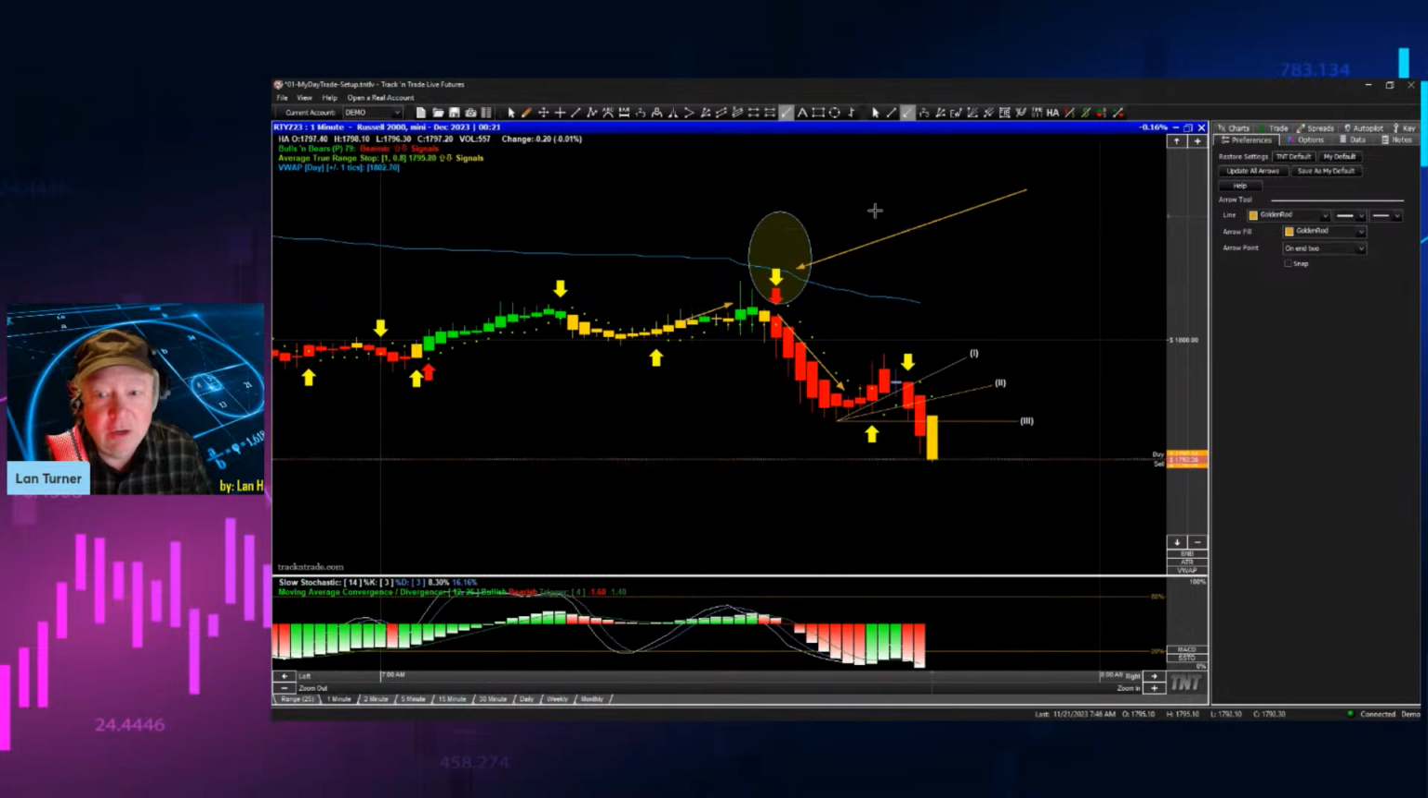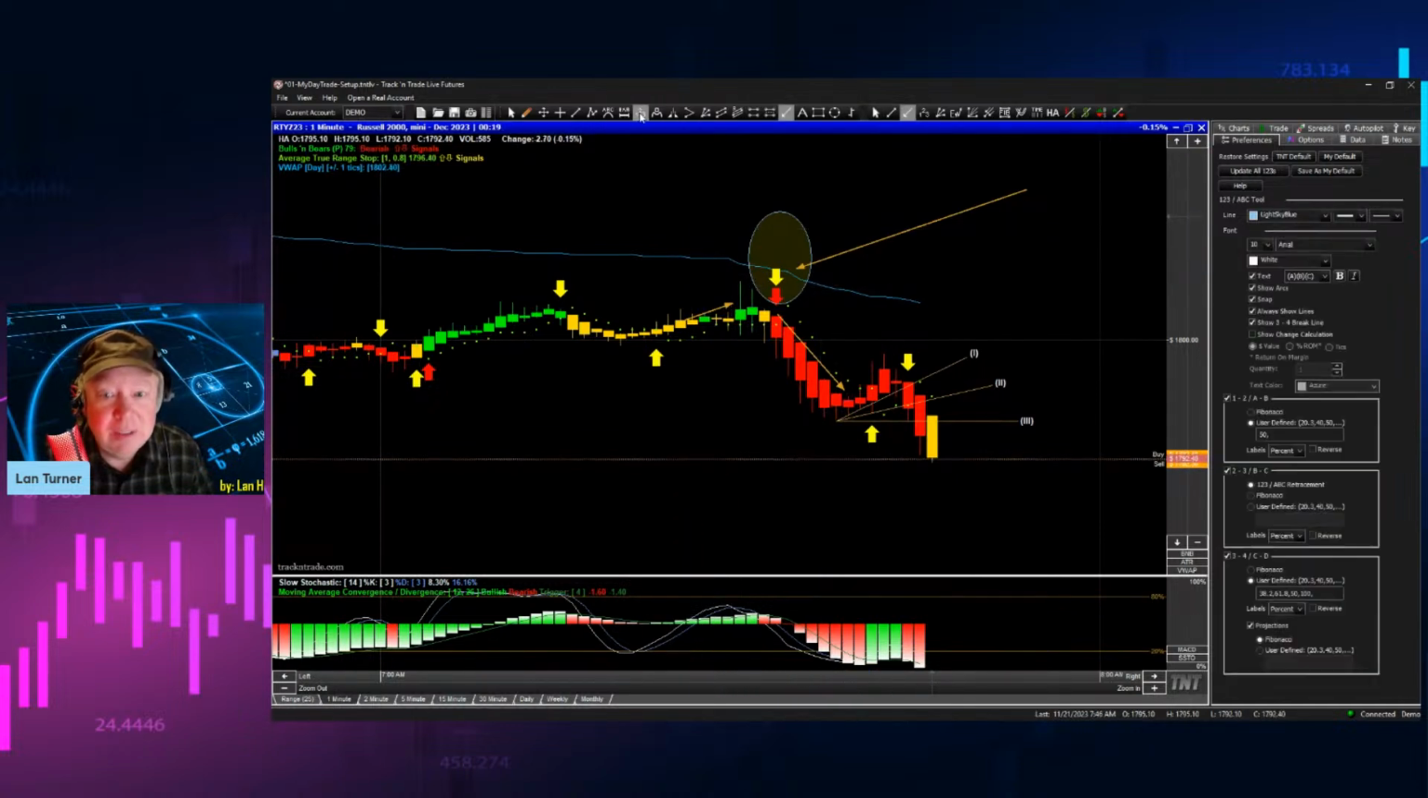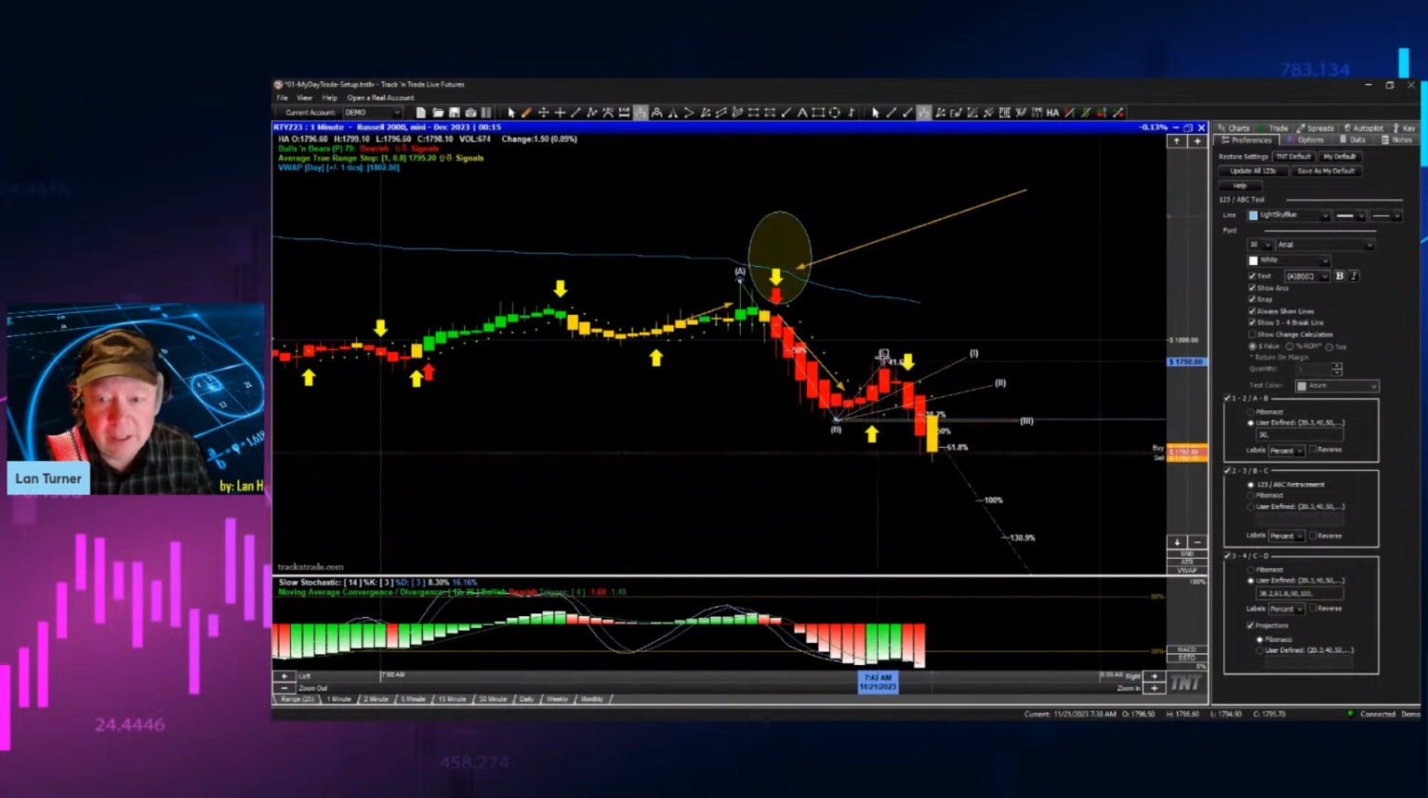So that would be the game, right? You're looking for the ABC pattern. You're looking for a market that's proving that it's moving down, pulls back like this, and then you're looking for the ABC.